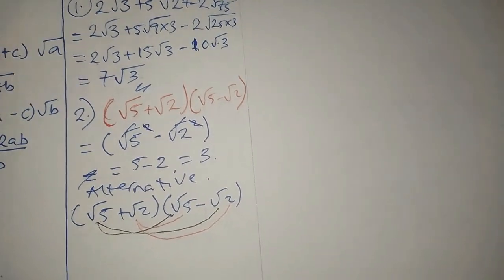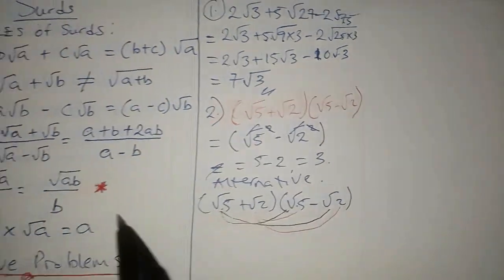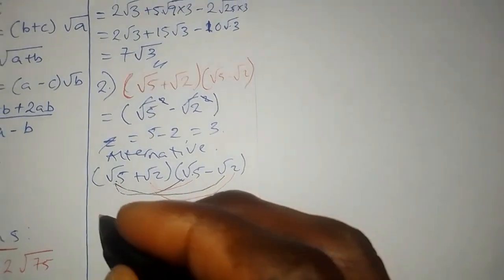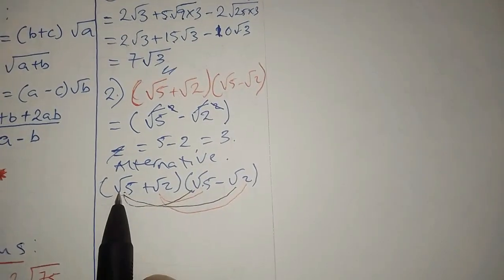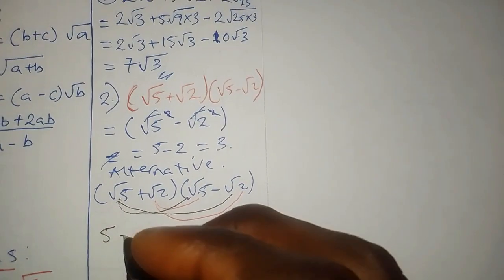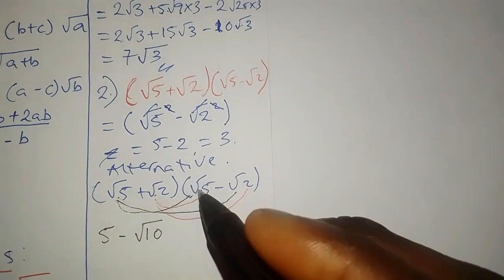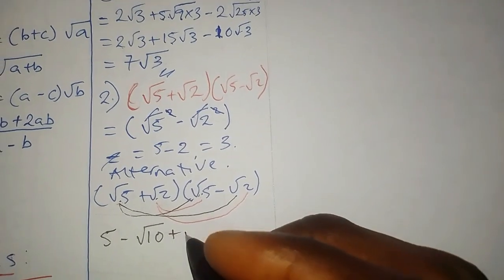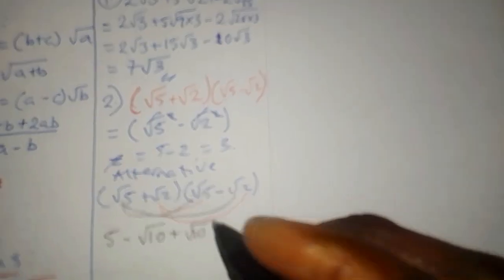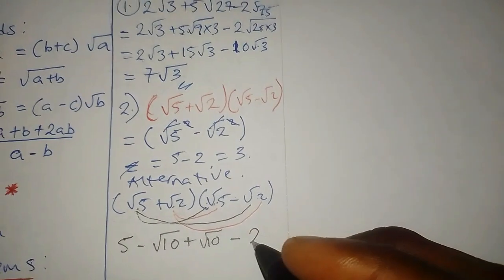So doing those, we are going to have square root of 5 times square root of 5. Remember, square root of a times square root of a equals a. Definitely square root of 5 times square root of 5 will be ordinary 5. Square root of 5 times minus square root of 2, that's minus square root of 10. Square root of 2 times square root of 5 is plus square root of 10. Then minus square root of 2 times square root of 2, ordinary 2.